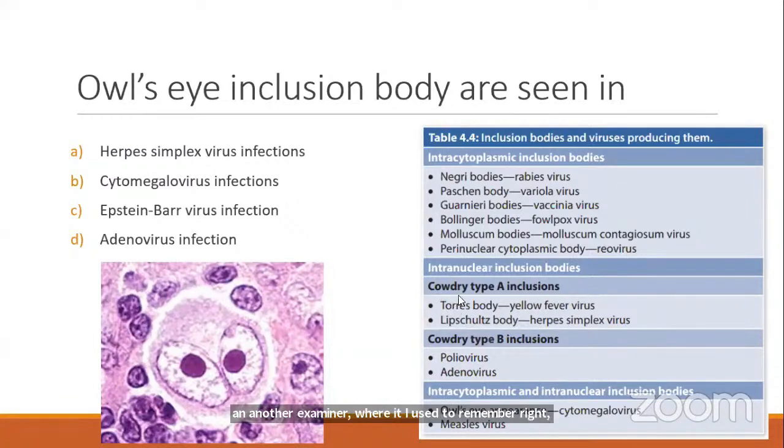So you remember that Thor is actually a king who is sitting on a yellow throne. If you are remembering like that, you will be able to correlate it back. So Thor, who is sitting on a yellow or golden throne. So Torres body is seen in case of yellow fever virus.